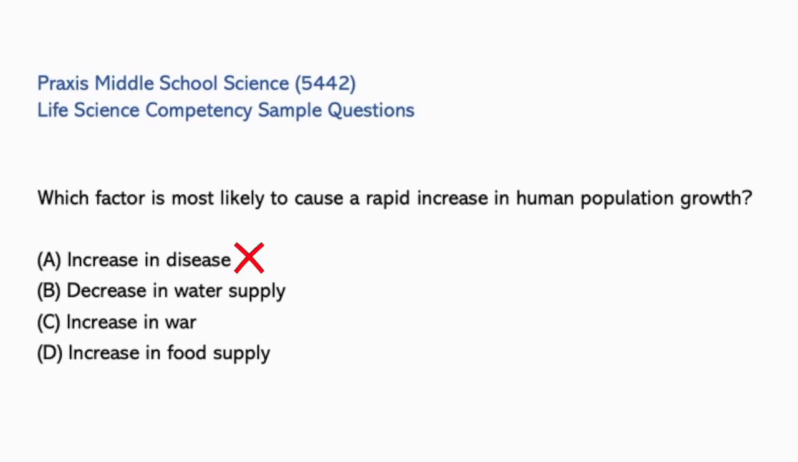A is incorrect, as disease increases death rates, which slows the population growth. B is incorrect because limited water reduces survival and fertility. C is incorrect because war leads to loss of life and instability, which slows or decreases population growth. The correct answer is D. An increase in food supply allows for more individuals to be nourished and survive, leading to an increase in birth rates and a decrease in death rates. This in turn leads to a rapid increase in population growth.